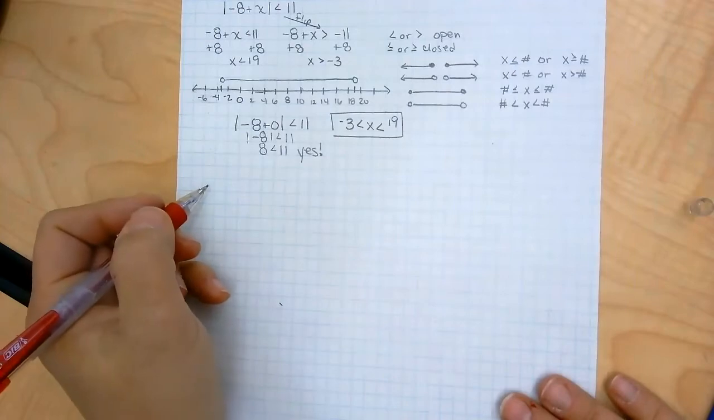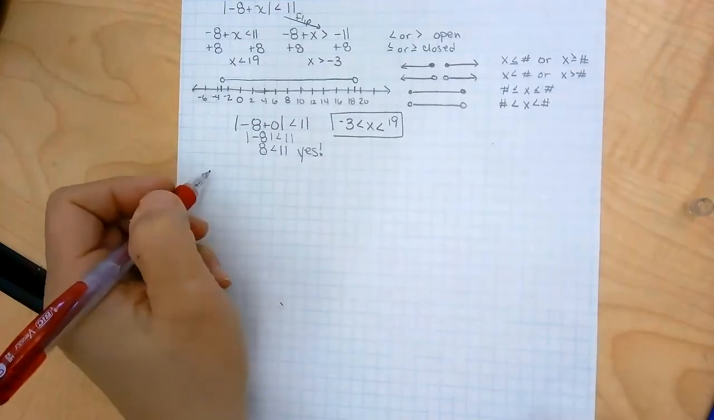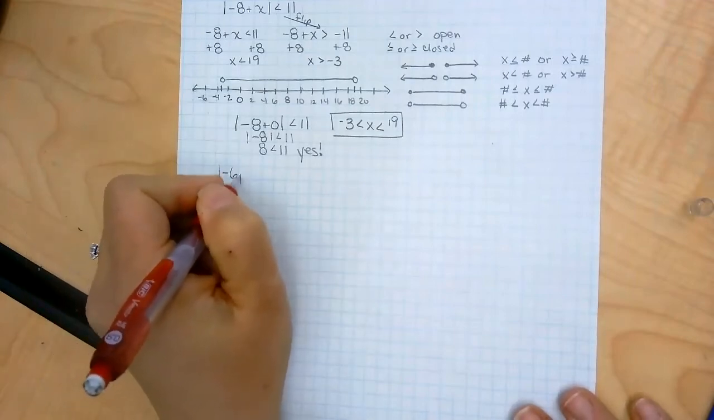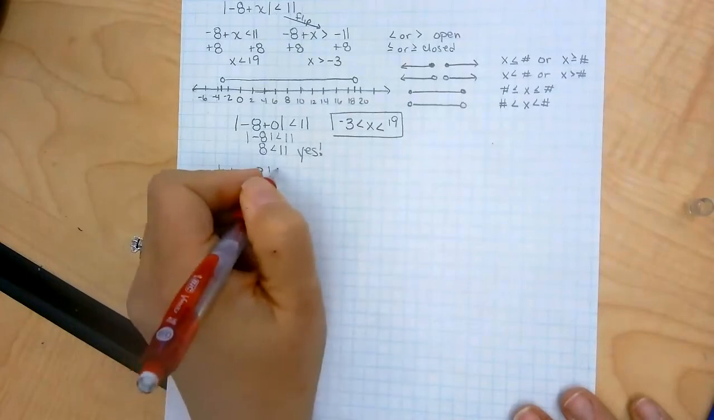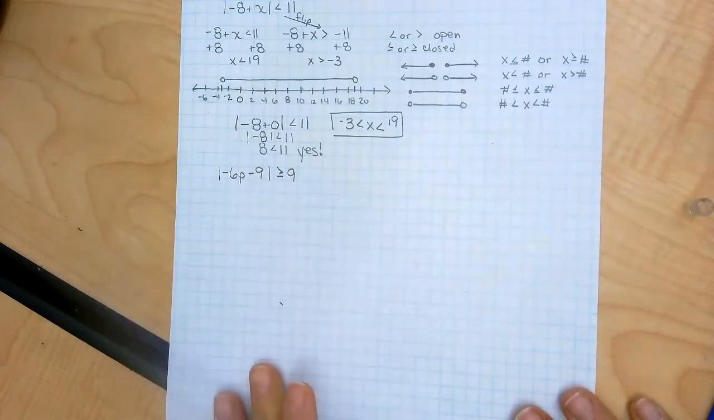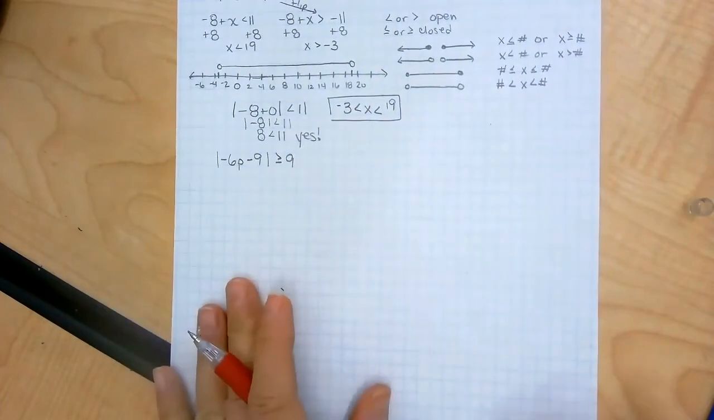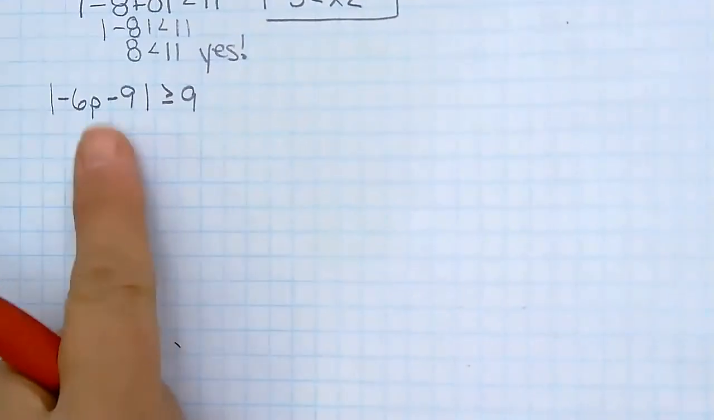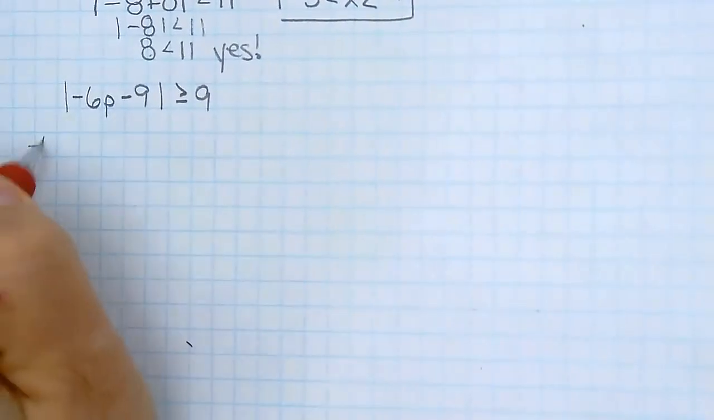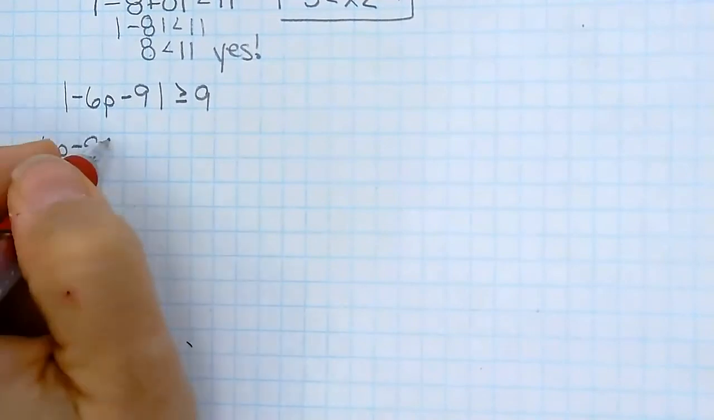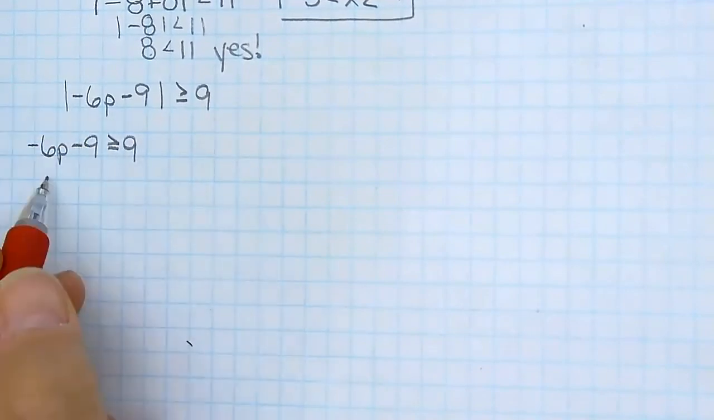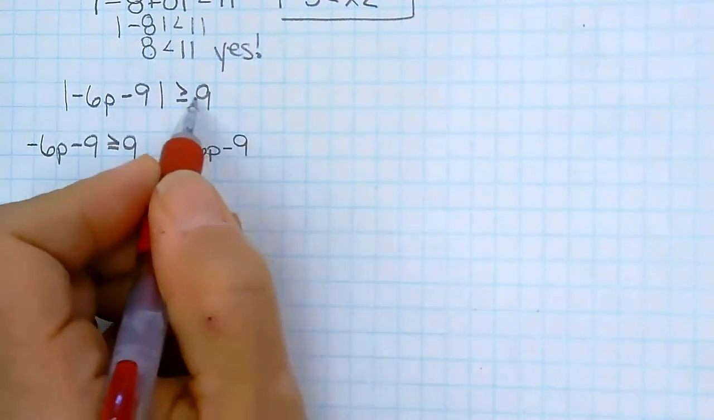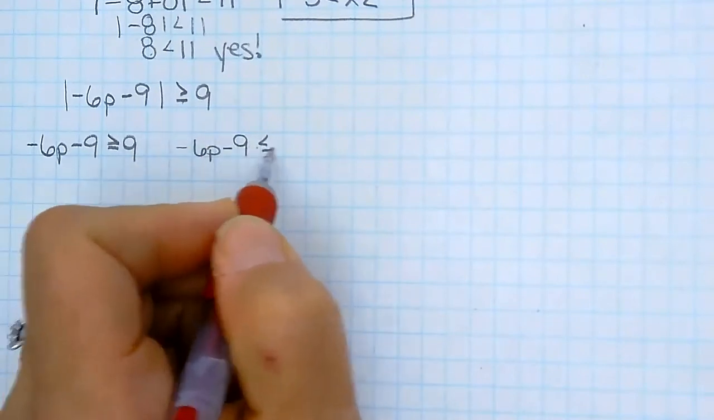We have here the absolute value of -6p minus 9 is greater than or equal to 9. Okay, so now let's solve this. I'm going to zoom back in a little bit so you guys can see what's going on. I'm going to separate my absolute values. So I'm going to get -6p minus 9 is less than or equal to 9. And then I'm going to write my second one, -6p minus 9. Remember, this flips around to be less than or equal to -9.